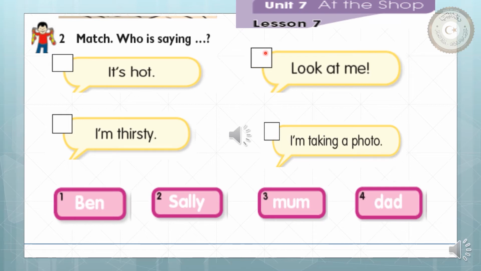We are visiting some famous places. You are going to write the number of the character here in these boxes. It is very hot today. The sun is shining. Look at the first speech bubble. I am wearing a hat, and so is Sally.